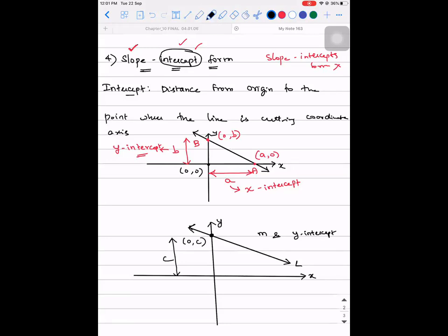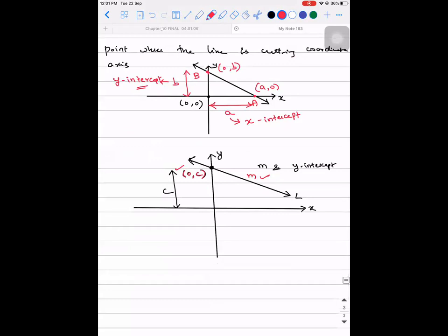Are you able to understand this? Guys, respond. Am I clear or not? So slope is given, y-intercept is given. So is it not indirectly like slope point form? Yes, sir. Then what will be the equation of the line? Y minus y1 is equal to m into x minus x1.